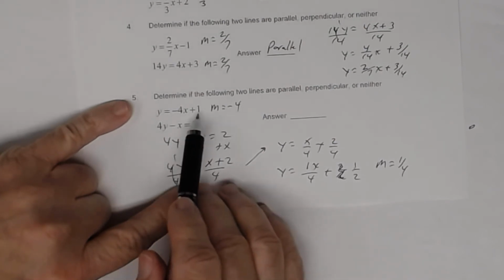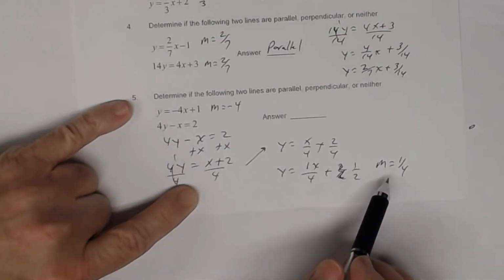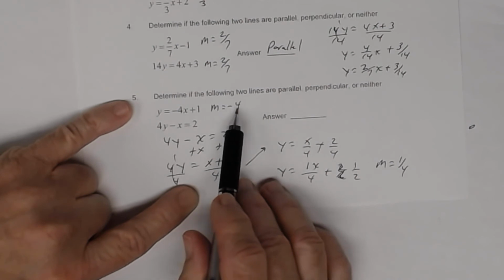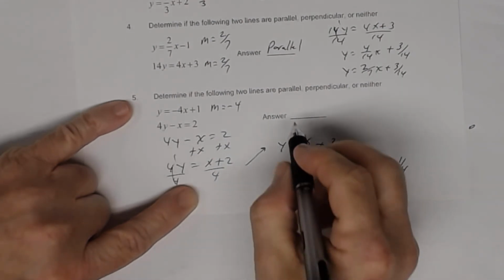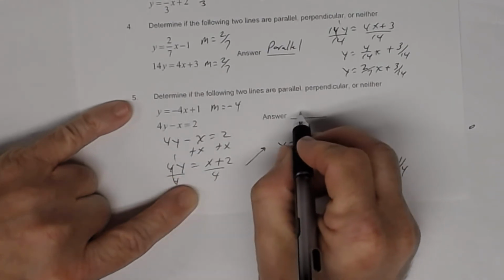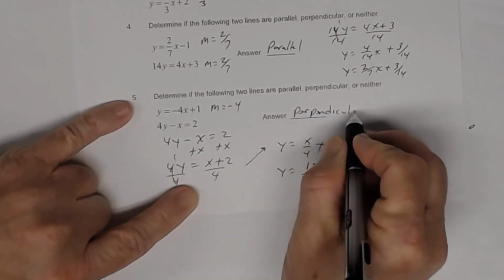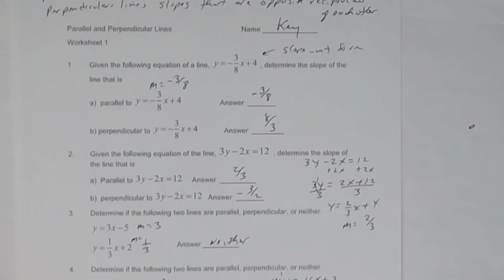So the slope of this line is -4. The slope of this line is a positive 1/4. So you need to notice that the opposite reciprocal of -4 is a positive 1/4. So these two lines would be perpendicular. All right, and that's it. That is the key to this worksheet.